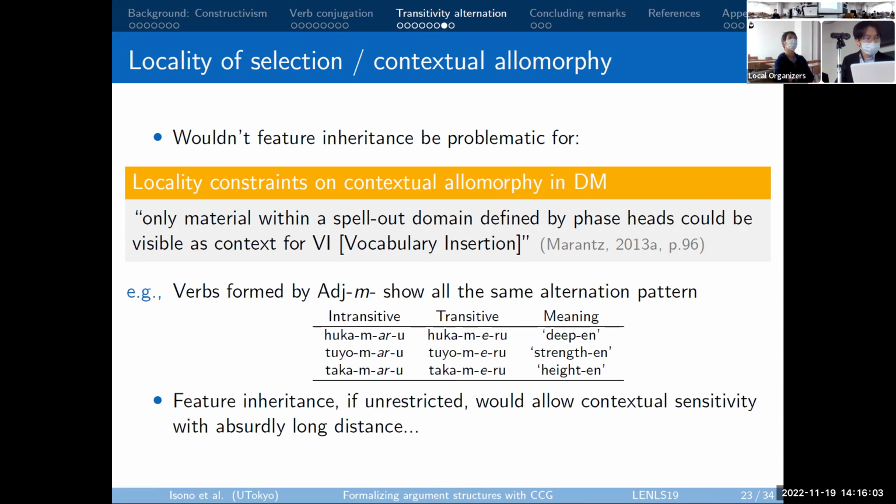For example, in Japanese, verbs can be formed by attaching an n morpheme to adjectival stems. For example, fukamaru, fukameru, tsuyomeru, tsuyomaru, tatamaru, tatameru. And they all show the same transitivity alternation pattern. So it seems like the presence of n blocks the inheritance of the feature on fuka or tsuyo. So the alternation pattern cannot be sensitive to the particular adjectival stem. And if feature inheritance is unrestricted, this insensitivity to non-local context cannot be explained.